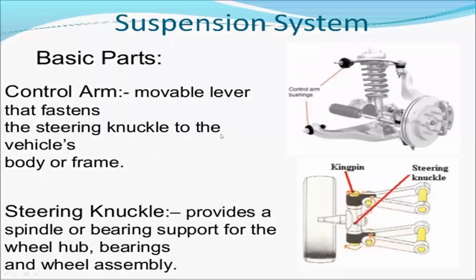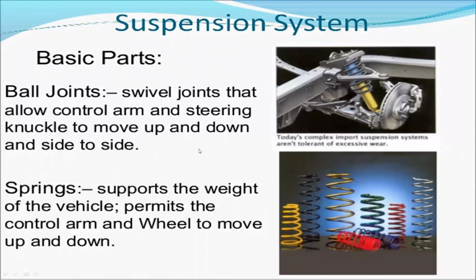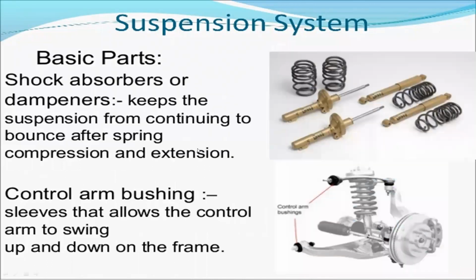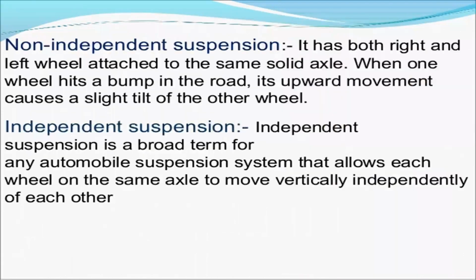So what are the basic components of the suspension system? What are the basic parts? Control arm, steering knuckle, ball joint, springs, shock absorbers or dampers, and control arm bushings. These are the basic parts of the suspension system. And what is the independent system and non-independent system, you already know.